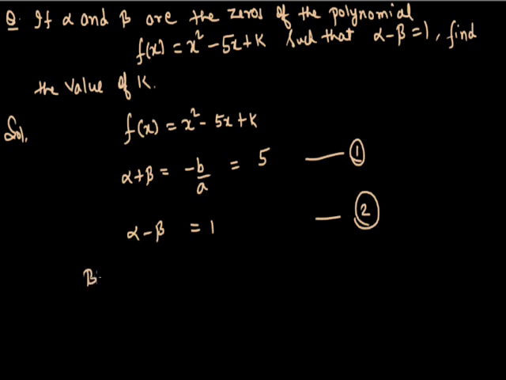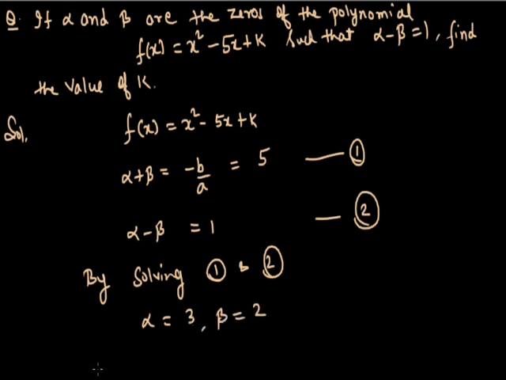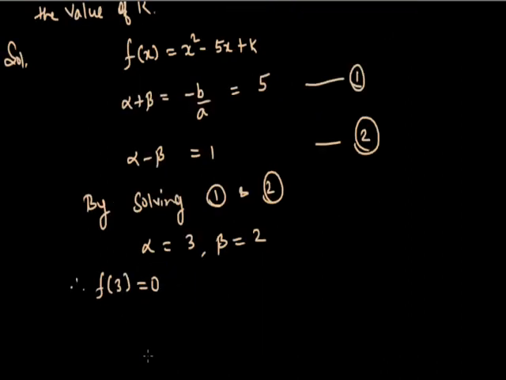Now by solving first and second, we get alpha is equal to 3 and beta is equal to 2. Now alpha equal to 3 and beta equal to 2. So 3 and 2 are the zeros of the polynomial f(x). Therefore f(3) will be equal to 0 and f(2) equal to 0.